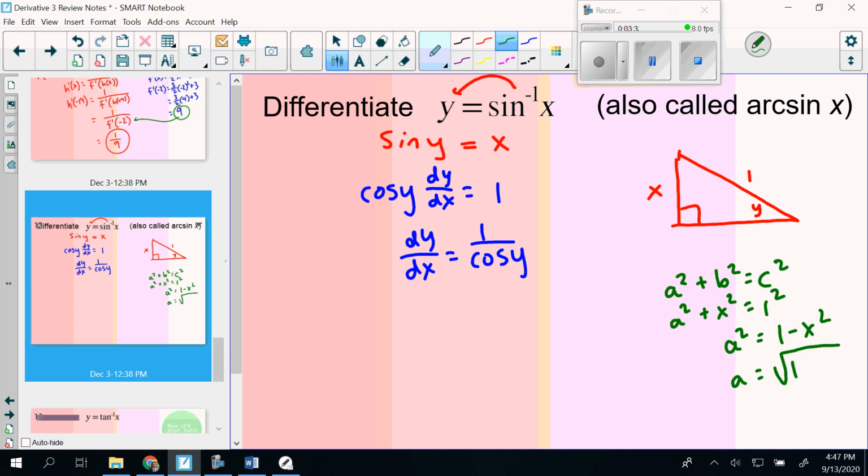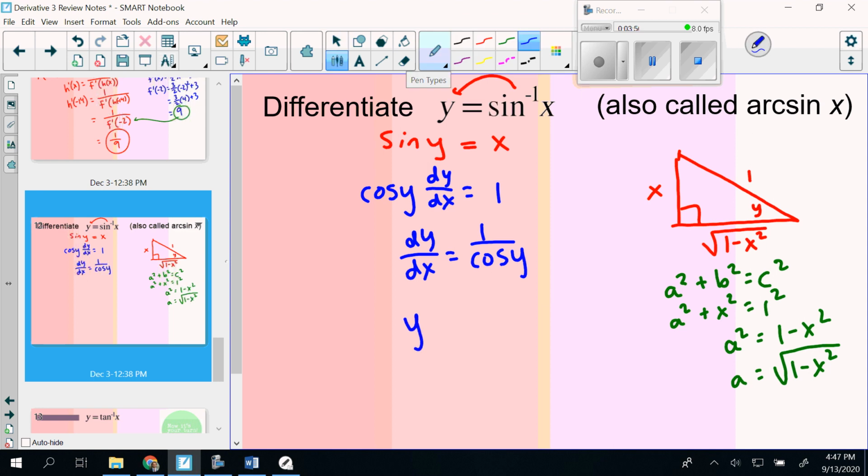And really it should be plus or minus, but we're doing distances here, so it's only the positive one. So that means this third side of this triangle here is the square root of 1 minus x squared. Okay, so now we should be able to finish this derivative here.